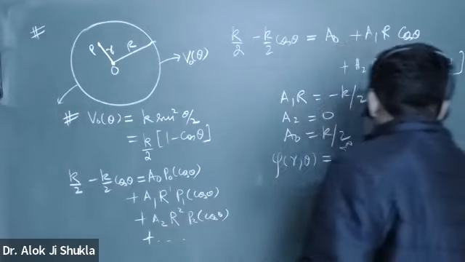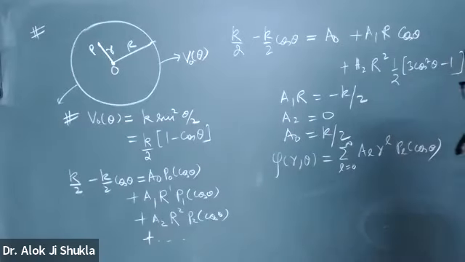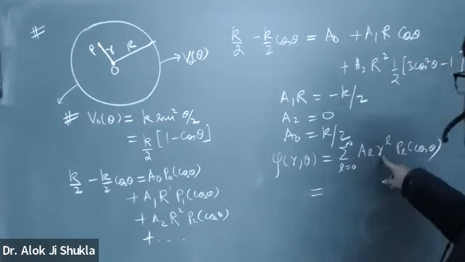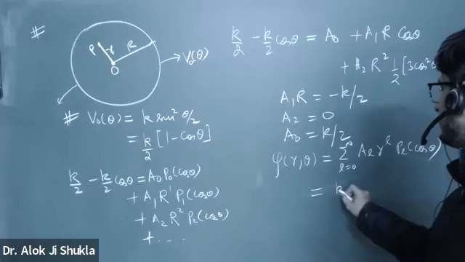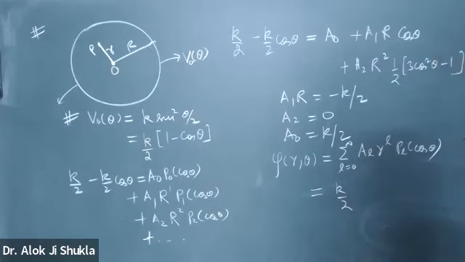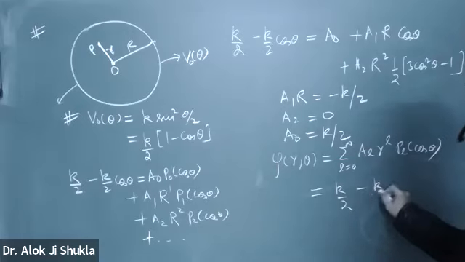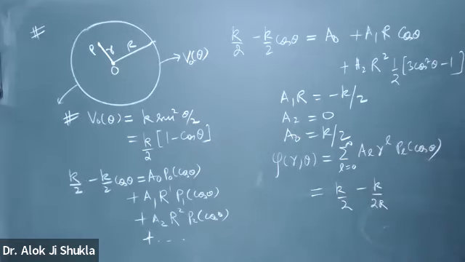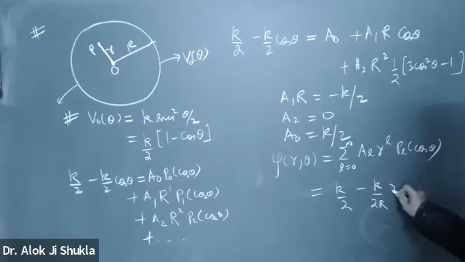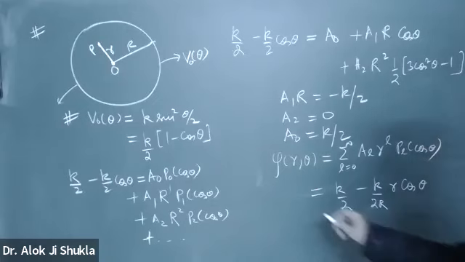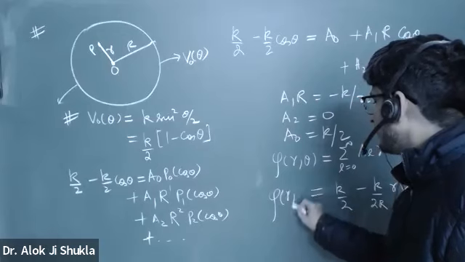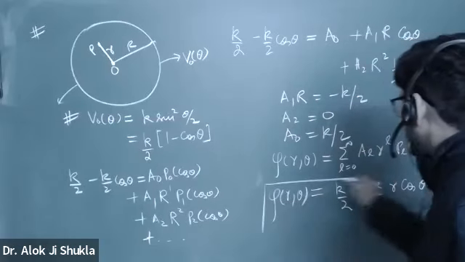So let us write the final answer. First term is A0, so that is K by 2. Second term is A1. What is A1? Minus K by 2R. That is A1. A1 into R to the power 1, so it will become R, and P1 cos theta will become cos theta. So this is the solution at a point phi R comma theta. Is a very nice question we have solved.